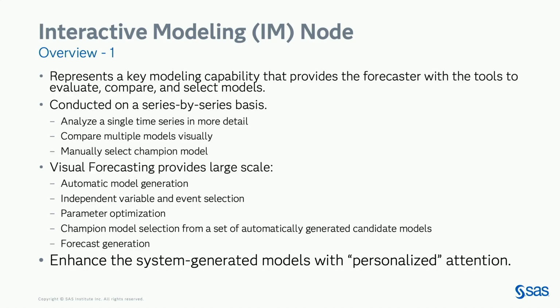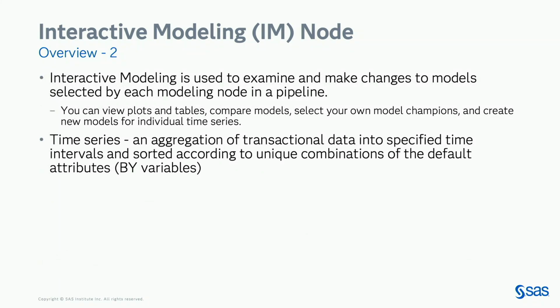Visual forecasting provides large-scale automatic model generation, independent variable and event selection, parameter optimization, champion model selection from a set of automatically generated candidate models, and forecast generation. You can also enhance the system-generated models with personalized attention. So the interactive modeling node itself is used to examine and make changes to models selected by each modeling node in a pipeline. You can view plots and tables, compare models, select your own model champions, and create a new model for each individual time series.